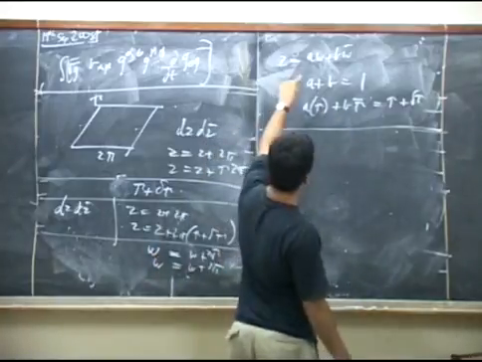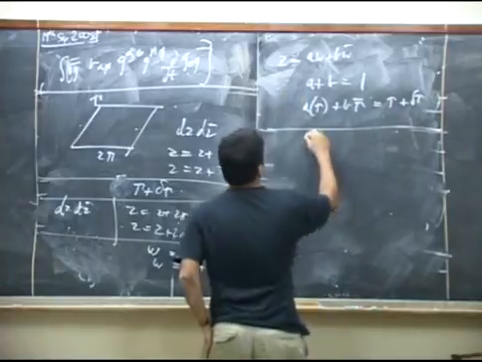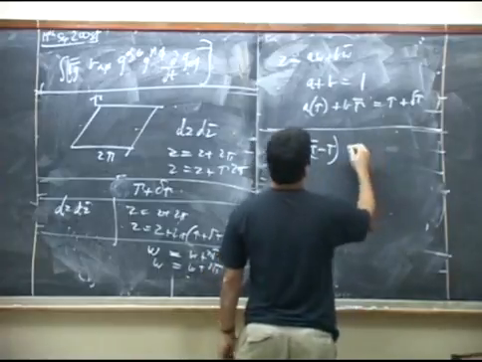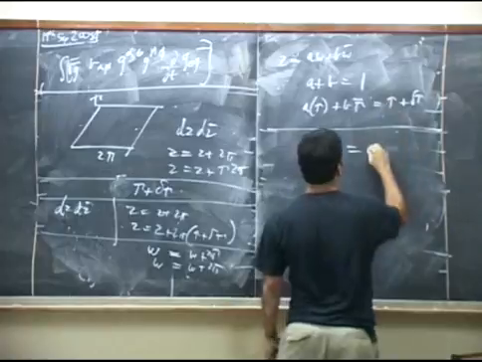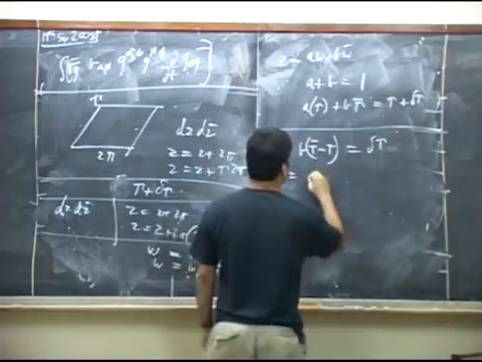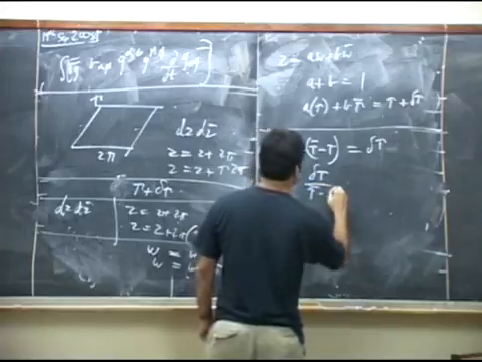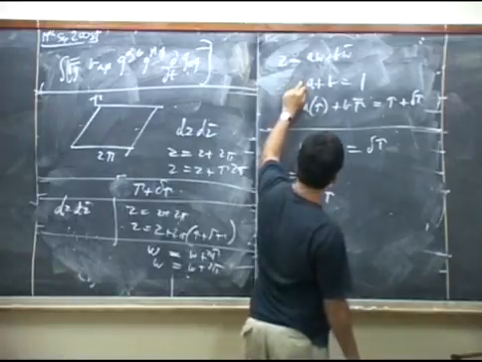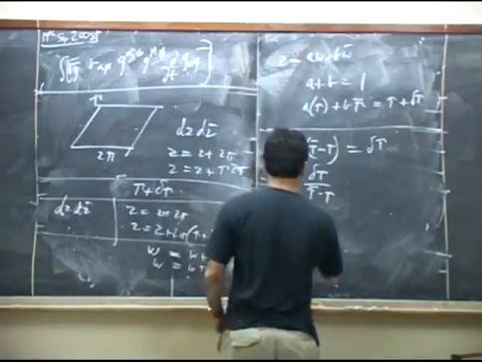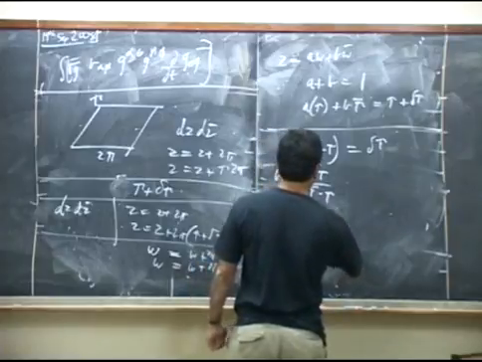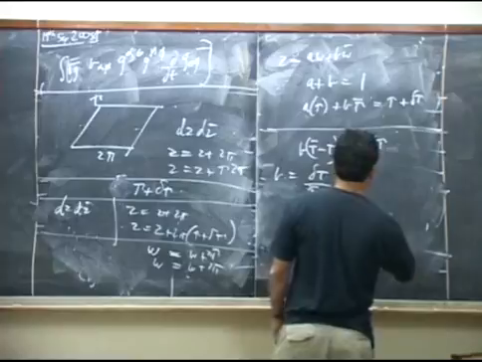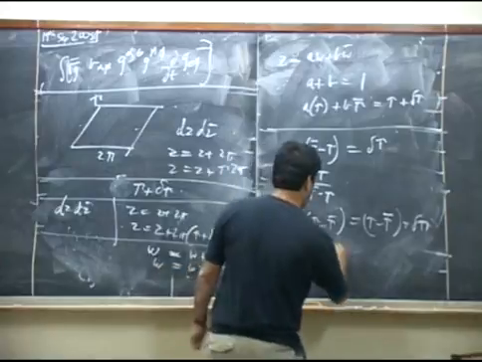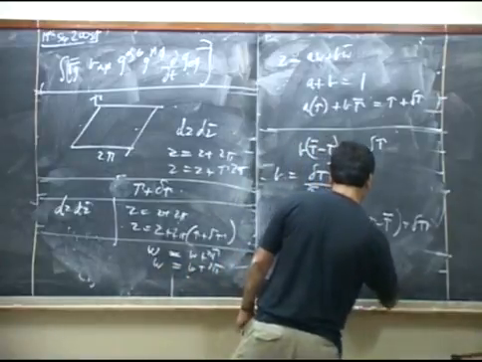Let's multiply this equation by tau and subtract. So we get B times tau bar minus tau is equal to delta tau, since the tau terms cancel. So B is equal to delta tau over tau bar minus tau. Now also multiply this equation by tau bar and subtract. So we get A into tau minus tau bar is equal to tau minus tau bar plus delta tau. A is equal to 1 plus delta tau over tau minus tau bar.